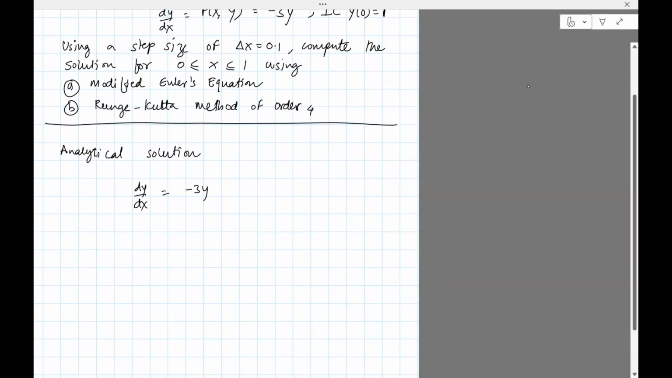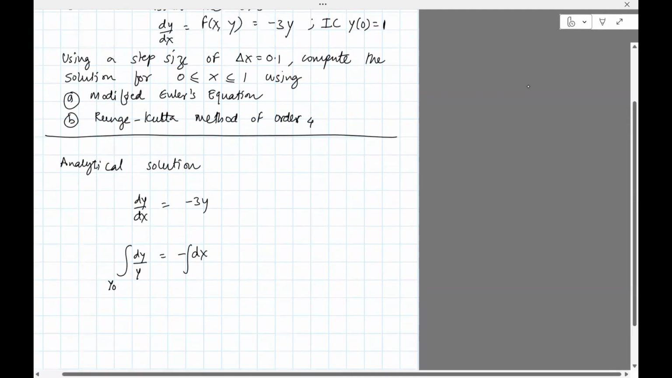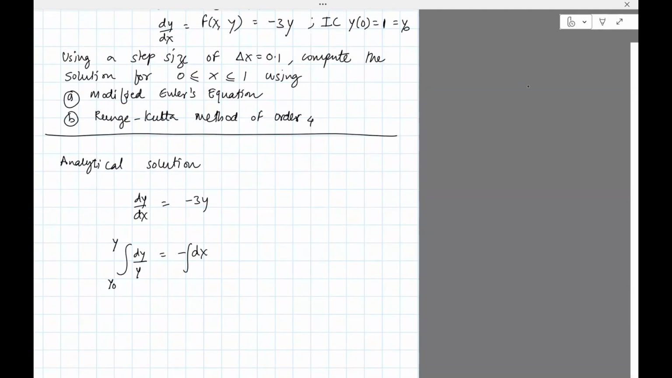How will you solve this? Well, you would move the y down. So separation of variables. You club all the y's together, all the x's together. You would then integrate this. The limits are, let's say this is here y0, to y, and x will be from 0 to x.